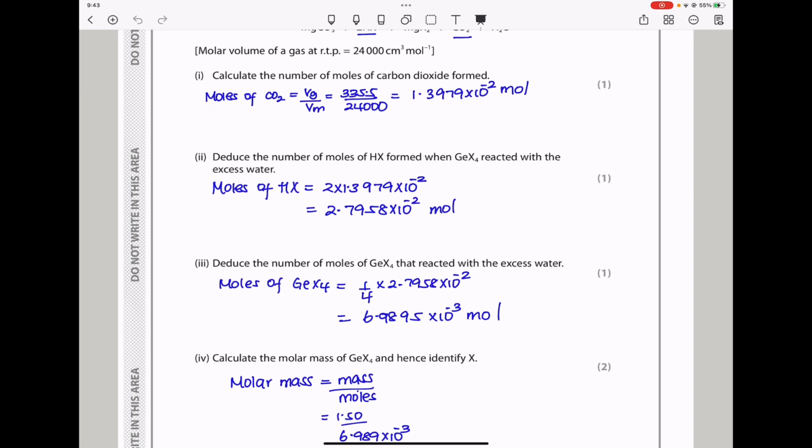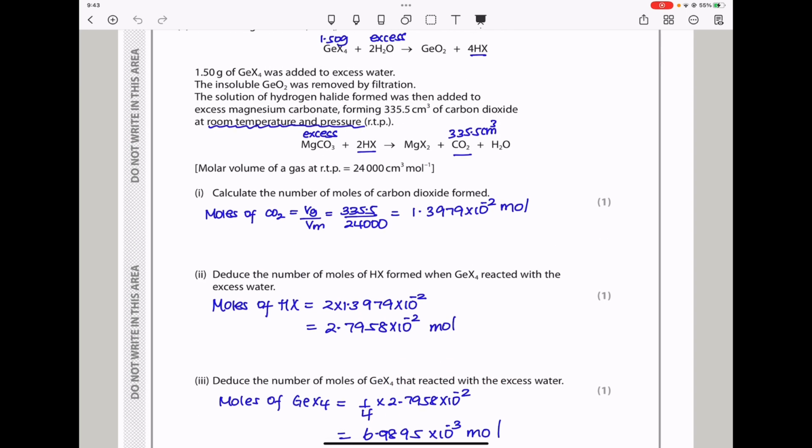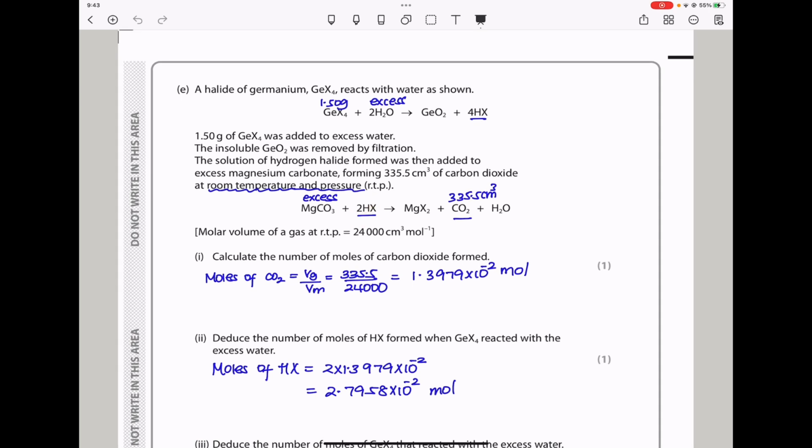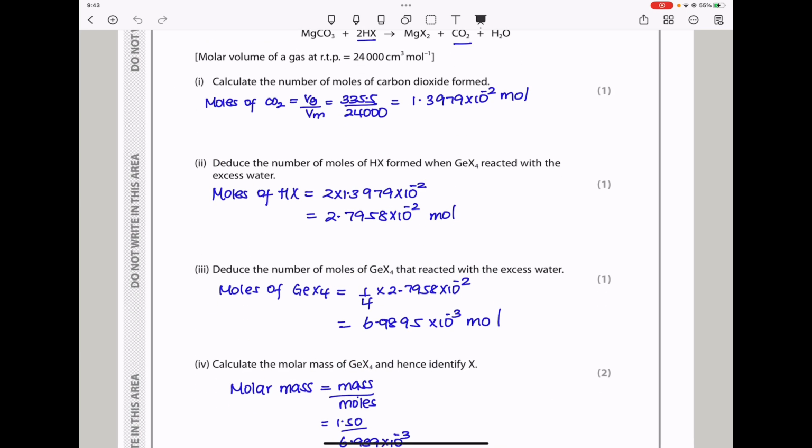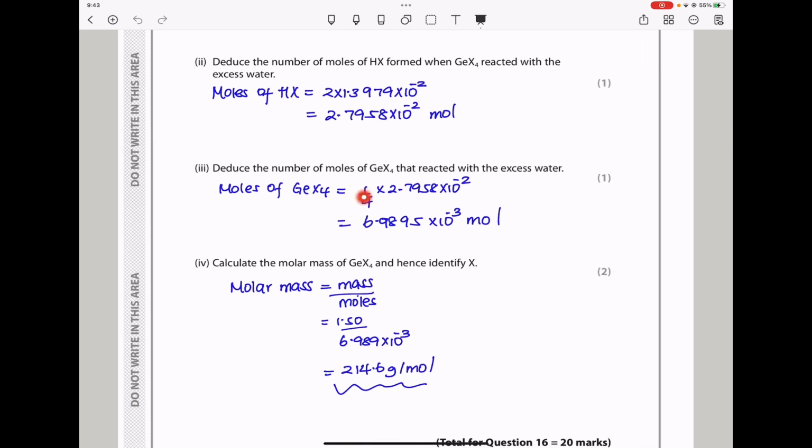Then the next part says, deduce the number of moles of this compound that reacted with excess water. So in this case, because these moles are exactly those moles, I can work backward. These number of moles here are going to be 1/4 times the number of moles of this, which are exactly that. So these moles are going to be 1/4 times the moles calculated above here, which gave me 6.9895 times 10 power negative 3 moles.